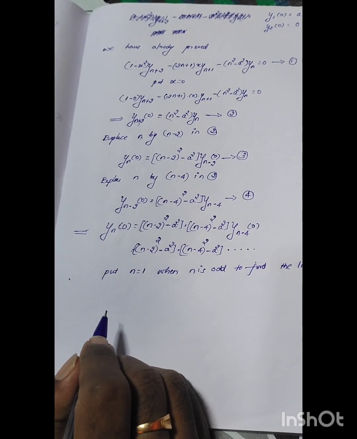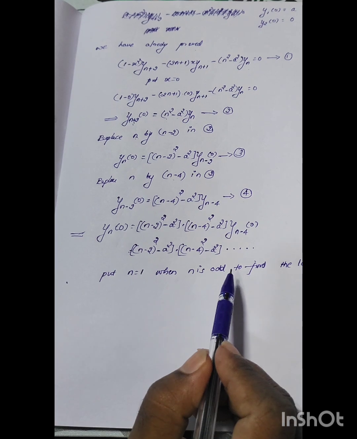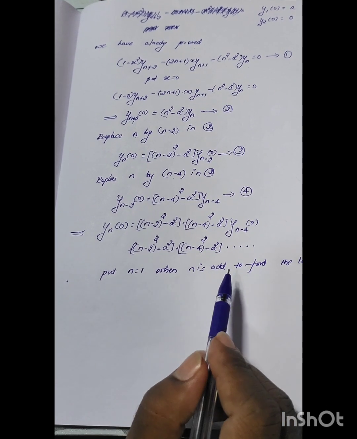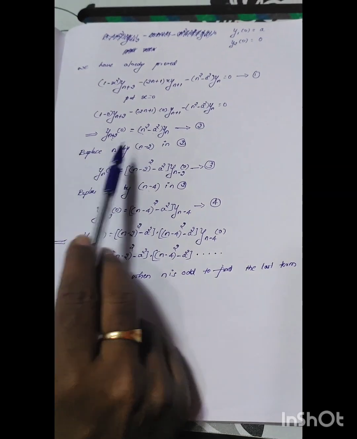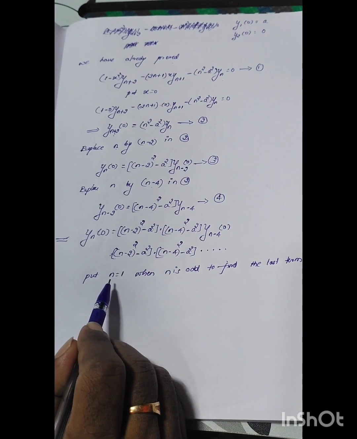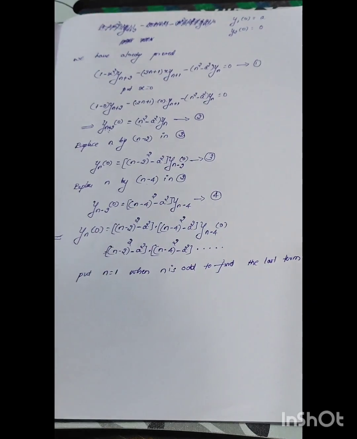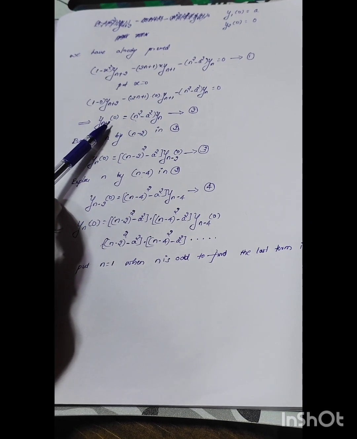So in order to find the last term, we need to put n equal to 1 when n is odd, and when n is even, we need to put n equal to 2 in equation number 2, the same equation which we used to find yn of 0. Now let's replace n equal to 1 in equation number 2. It is yn plus 2, so it is y1 plus 2, that will become y3 of 0.